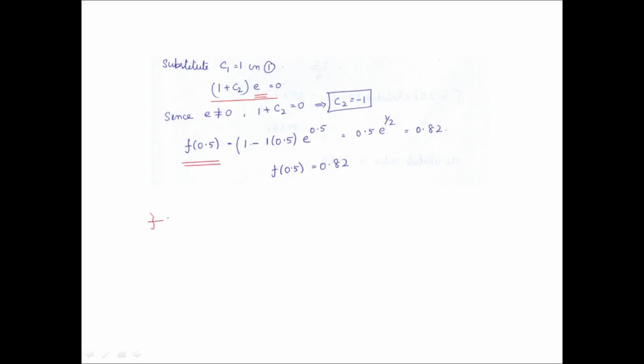So we have found the solution f of x is equal to C1 plus C2 x into the whole power e power x. Now substitute the value of C1, C2, x value is 0.5 and here also 0.5. We will be getting 1 minus 1 into 0.5 e power 0.5. By simplifying it, we will be getting 0.82. Therefore, the value of f of 0.5 is 0.82.